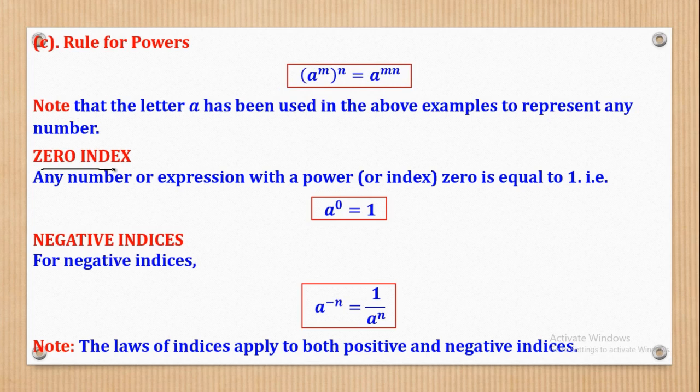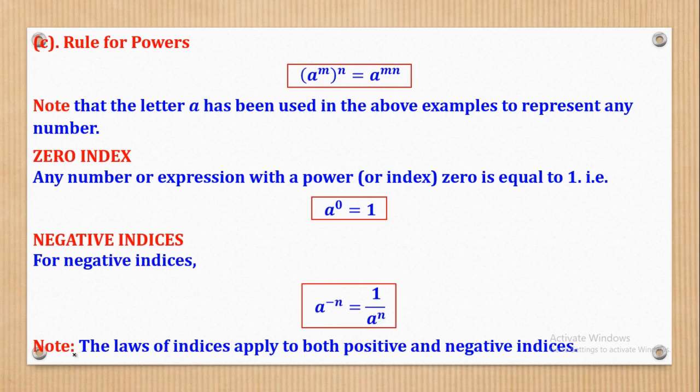Now there are some things we need to know. One is the zero index. These are special cases. Any number raised to the power 0 will always be equal to 1. Another one is negative indices. This is also a special case. It says that any number raised to a negative index is the same as the reciprocal of that very base, but the power becomes positive. If this power is negative and you want to make the power positive, you have to get the reciprocal of the base and make the power positive.